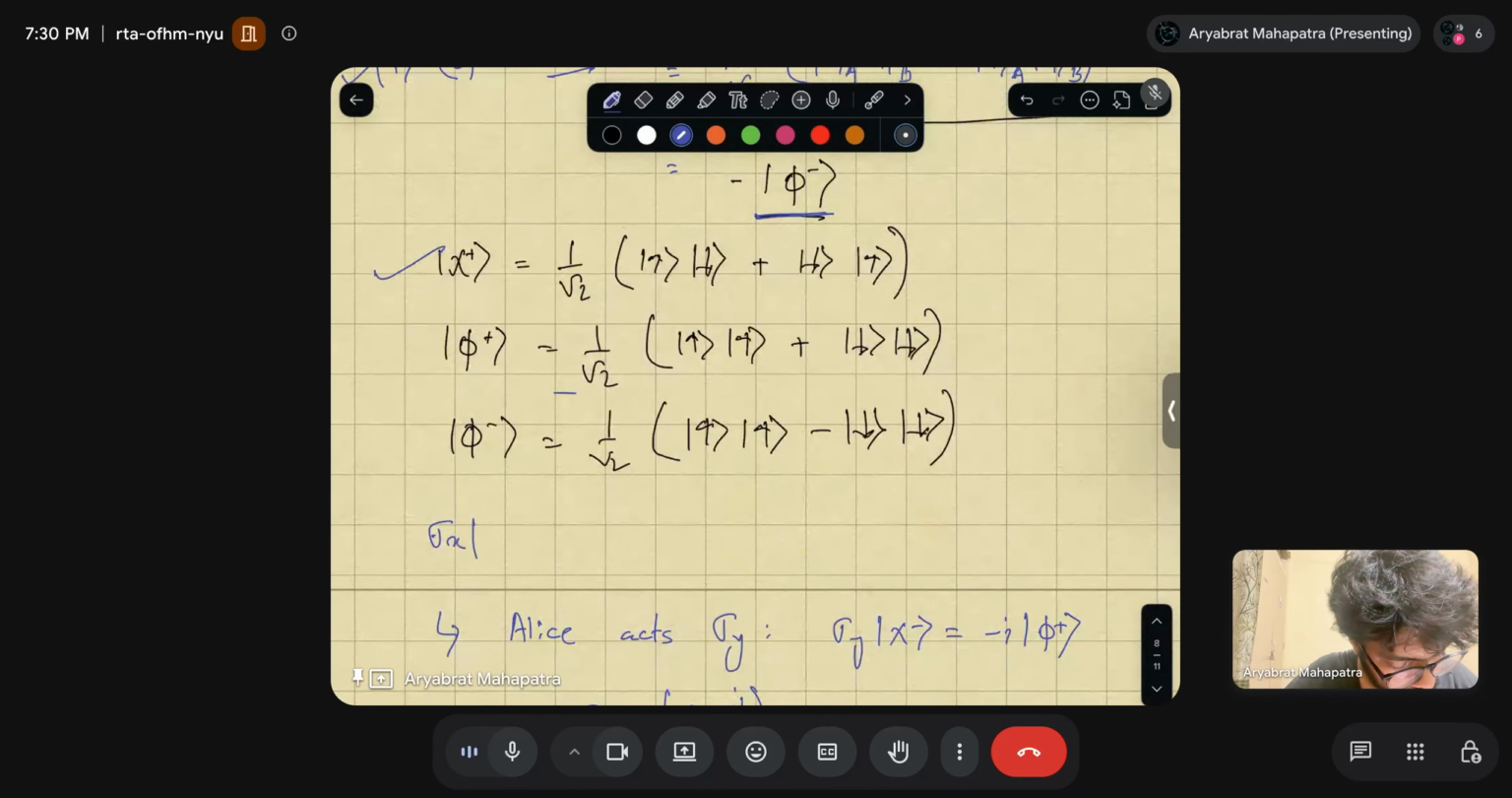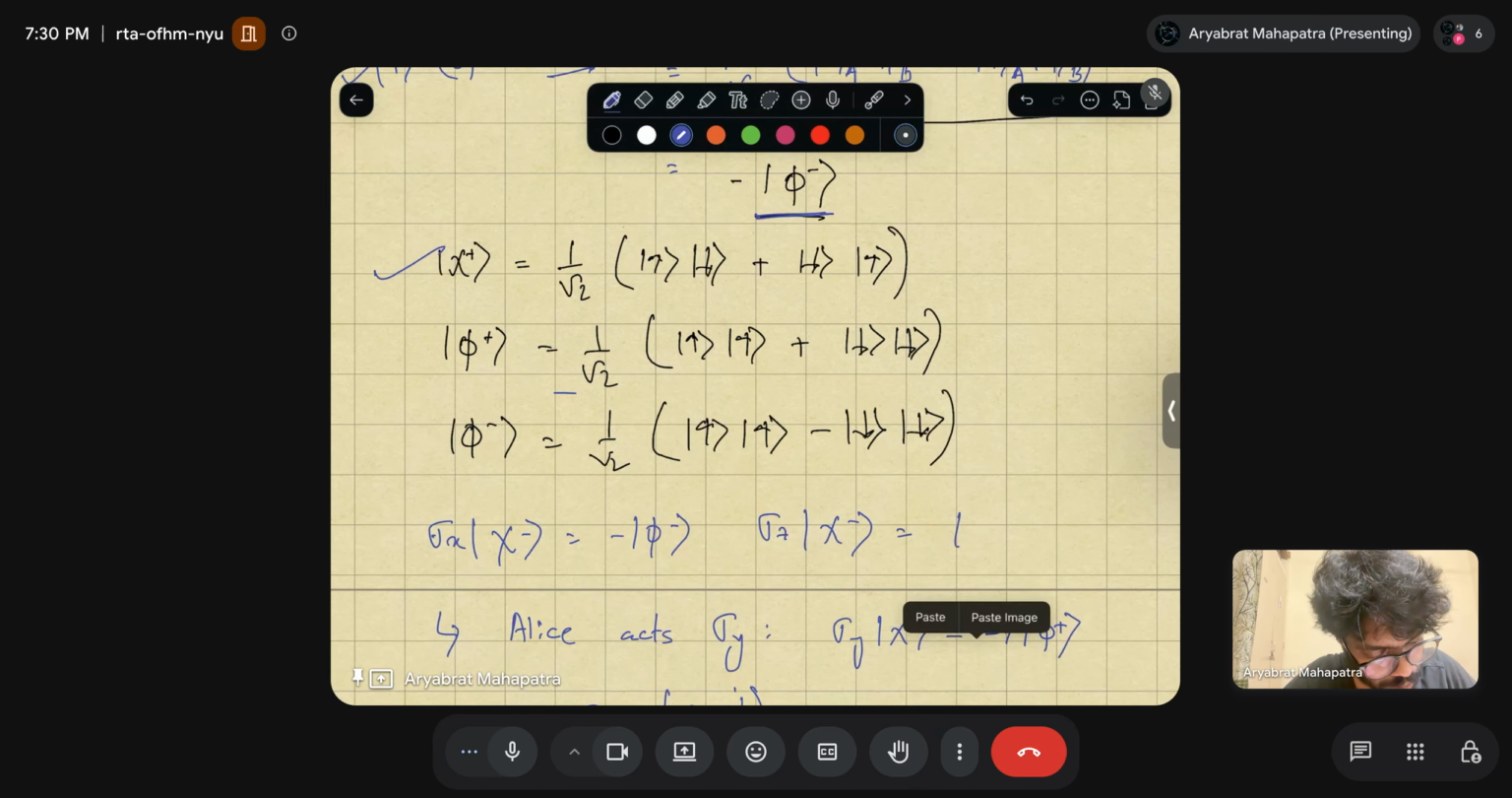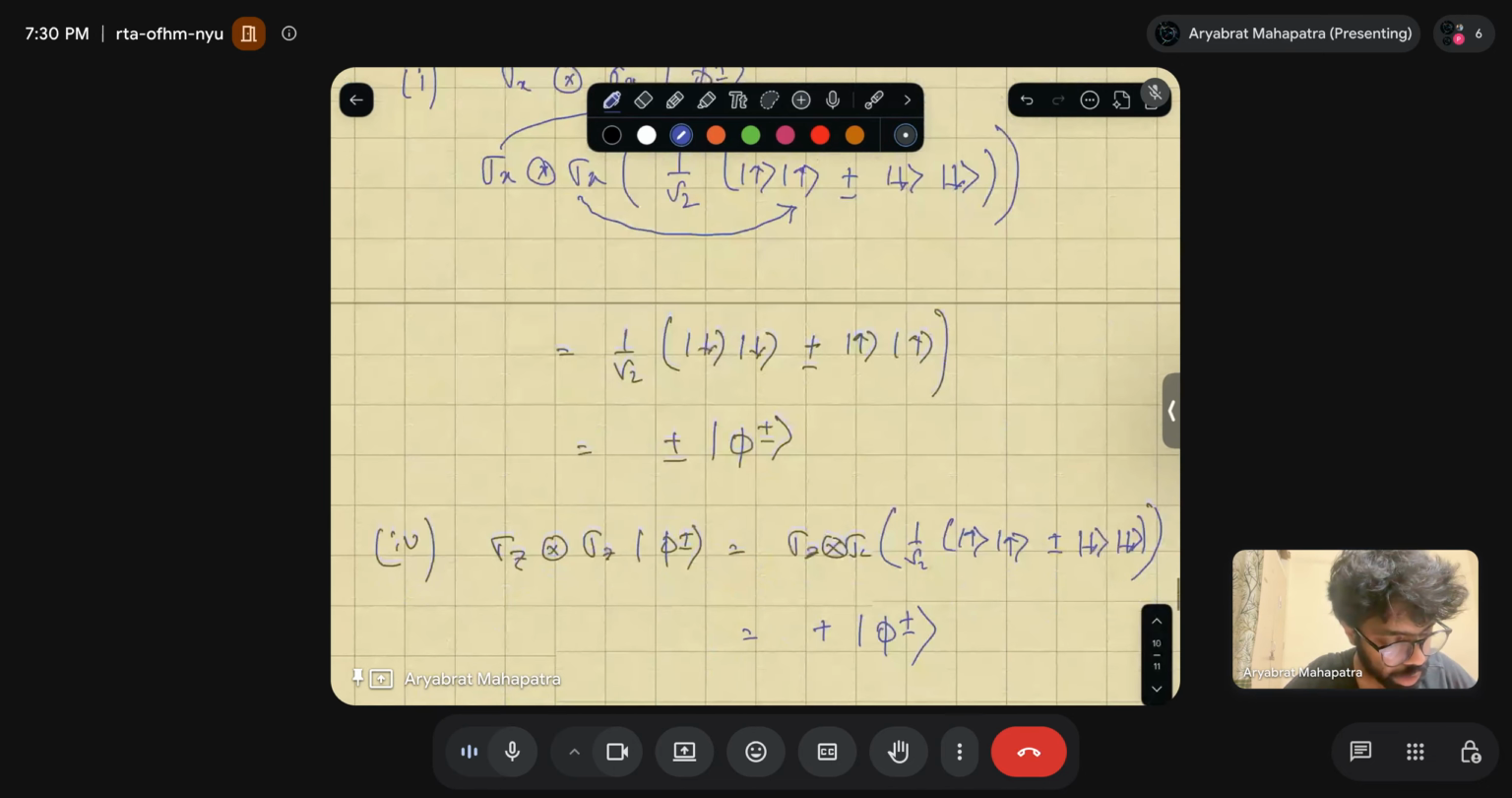Sigma x on chi minus gave minus chi minus. Sigma z on chi minus will give chi plus. Okay, so you can check that.